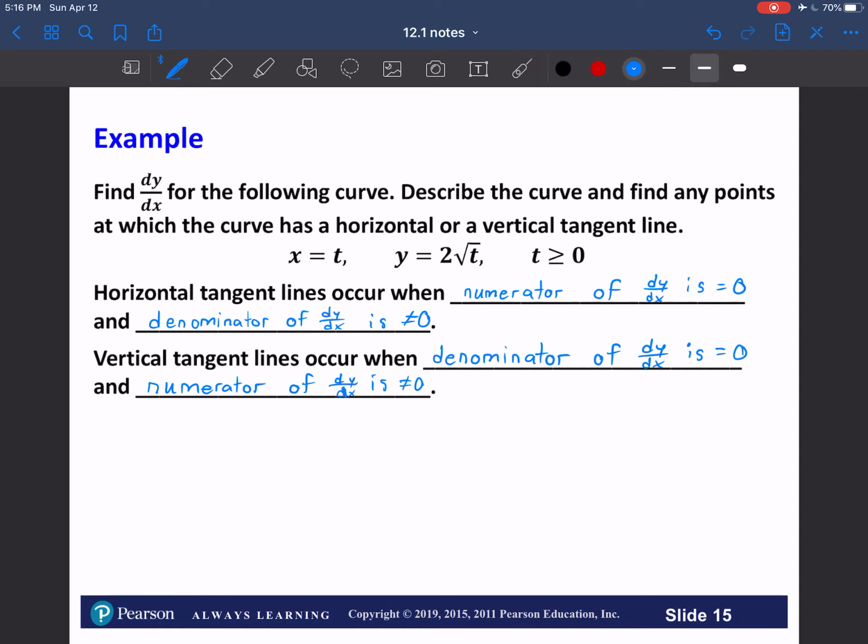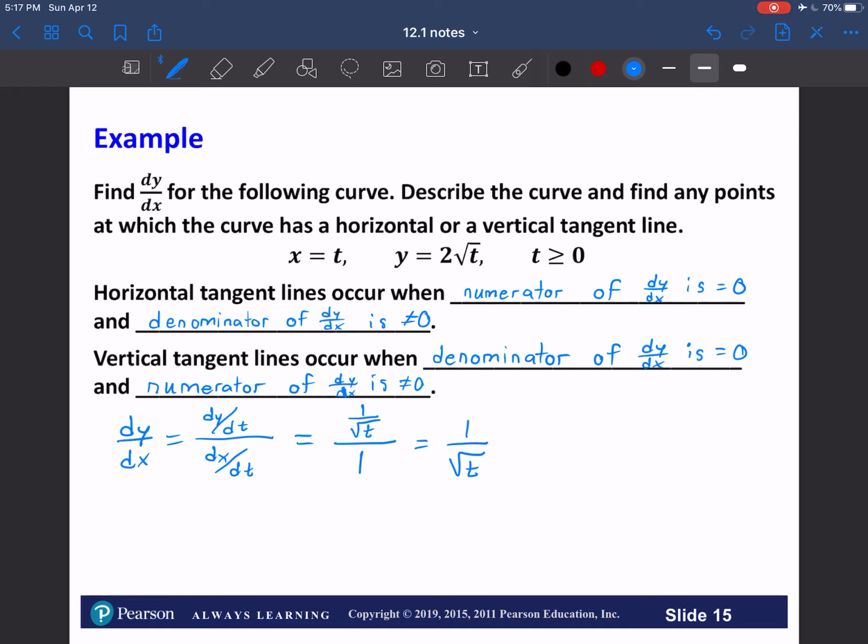So let's go ahead and calculate dy by dx. dy by dx is equal to dy by dt divided by dx by dt. Remember the mnemonic. And dy by dt is the derivative of our y function with respect to t, and so that's just going to be 1 over root t. And the derivative of x with respect to t is just 1. So this is just 1 over root t.